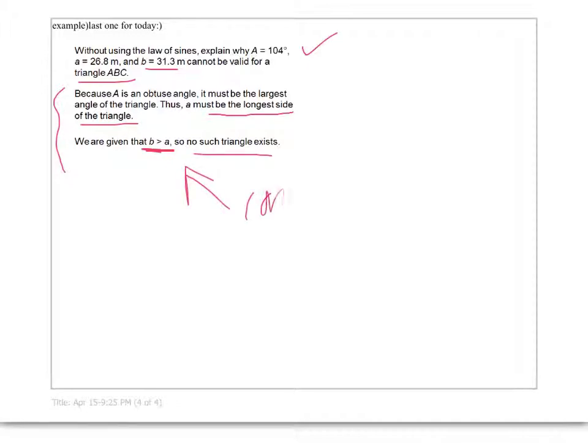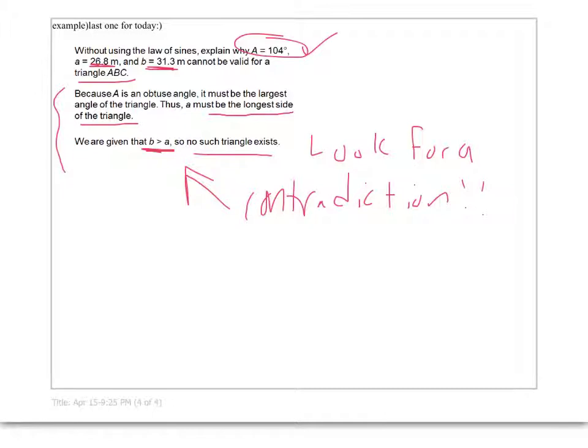So basically, long story short, with some of these problems, you can just look for a contradiction. You don't have to full-blown use law of sines. Sometimes you can just look for a contradiction. So in the original givens, they're trying to say that b is bigger than a, but yet A is obtuse. And so if A is obtuse, that means the other two angles have to be acute, so there's no way that B could be bigger than A. So big thing is sometimes just look for a contradiction. You don't have to full-blown use the law of sines.